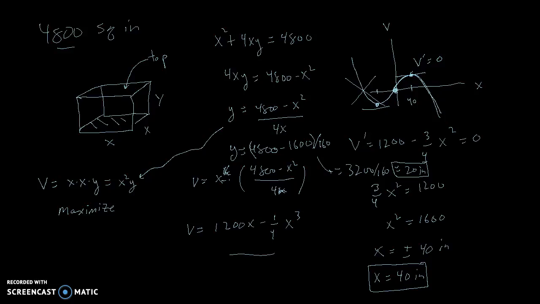And the maximum volume would be x squared, 40 squared, times 20. And that would be 32 with 3 zeros, so 32,000. And it's inches times inches times inches, so that's cubic inches. 32,000 cubic inches is the maximum volume of our box. It happens when x is 40 inches and y turns out to be, I'm plugging in here, the number 40, y turns out to be 20 inches.